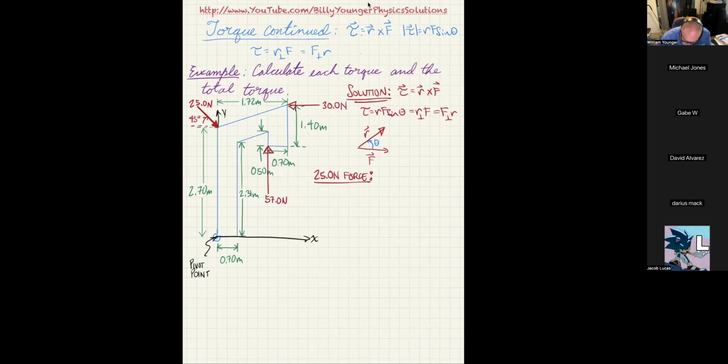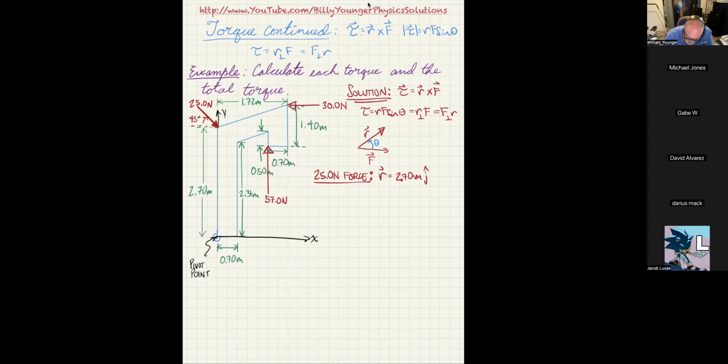So in the case of the 25 Newton force, the lever arm vector is in fact 2.70 meters in the j hat direction. That should be obvious because, as I showed you, the lever arm for the 25 Newton force points from here to here, and that length is clearly 2.70 meters, and it clearly points in the positive y direction.